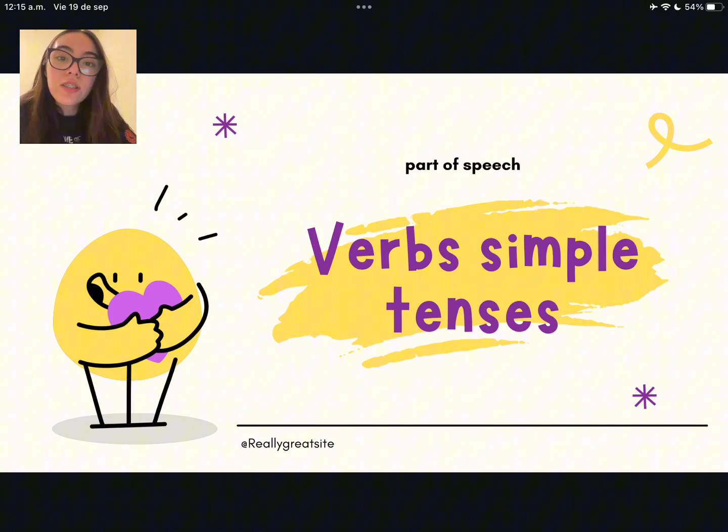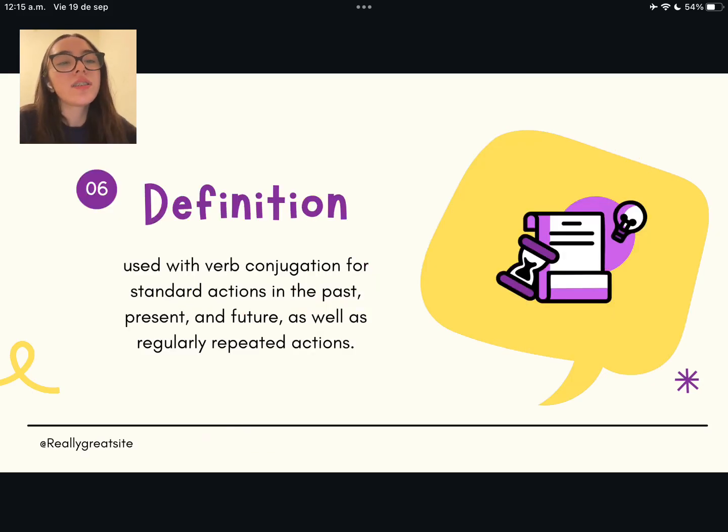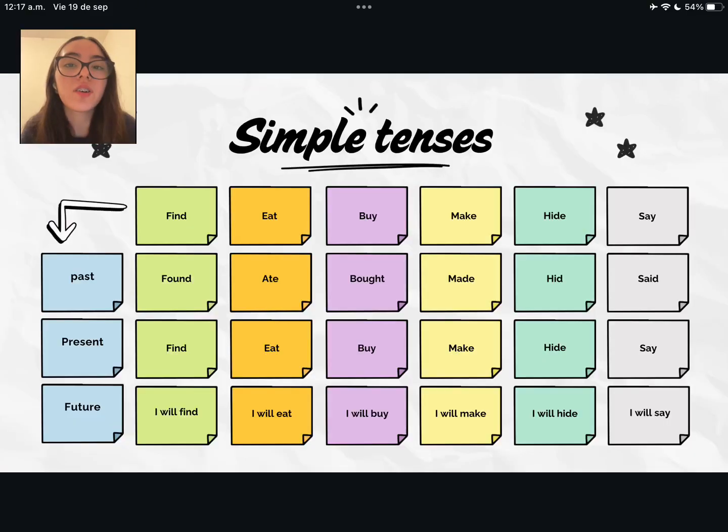It is very easy to understand, so let's begin with the definition. It is the use of verb conjugation for a standard action in the past, present, and future, as well as regularly repeated actions. Okay, here we have a comparative table in which we can see at the top the verbs that we are going to change based on the past, present, and future.